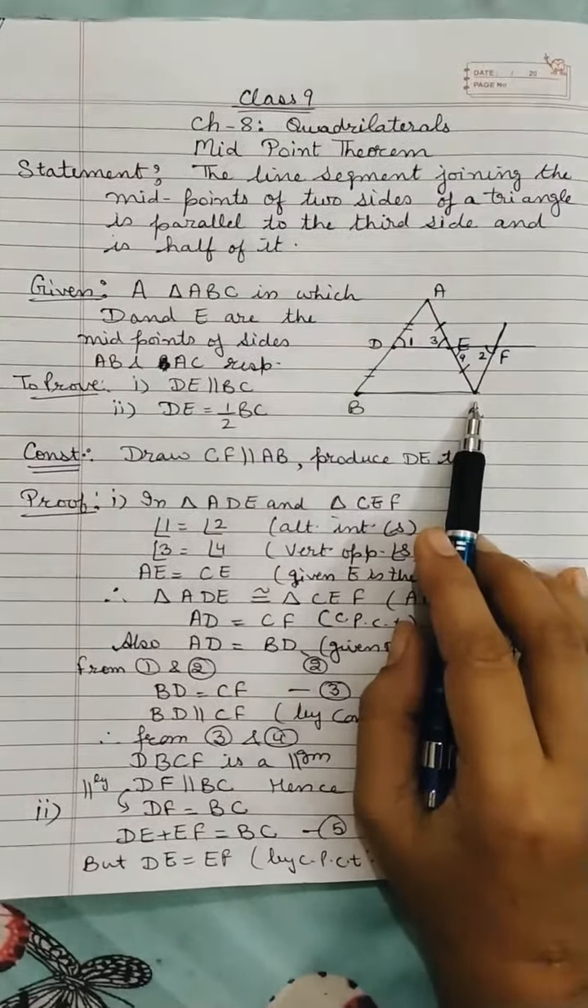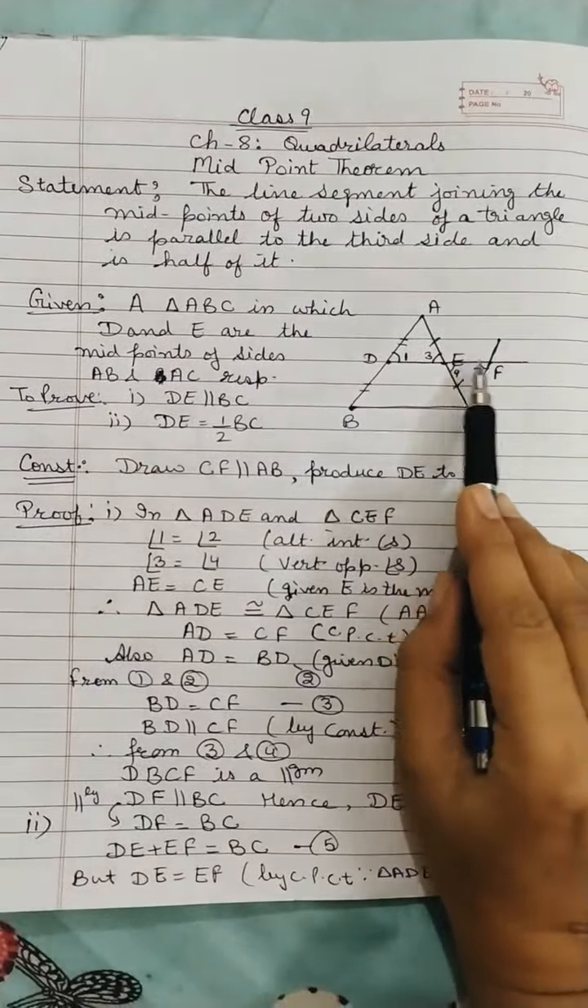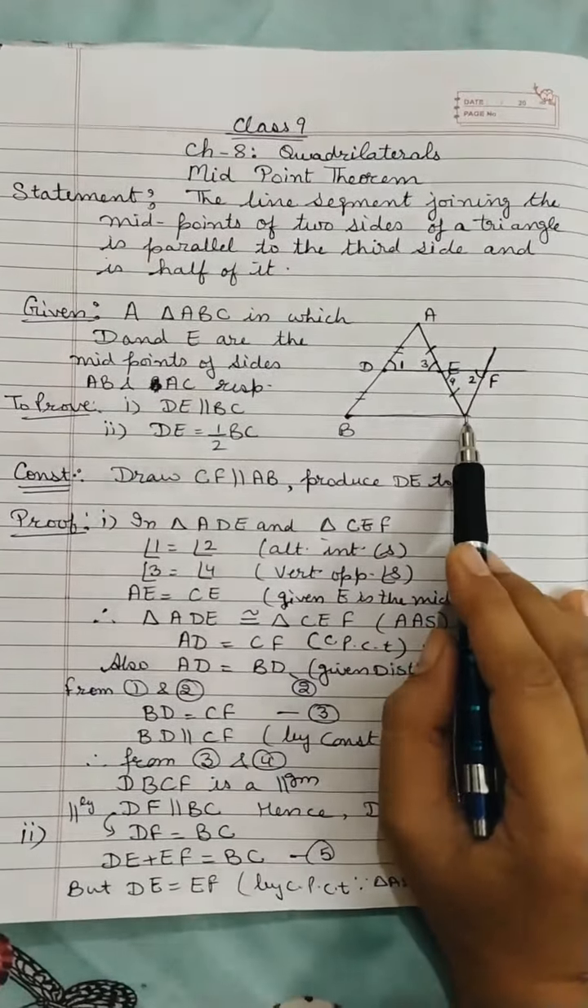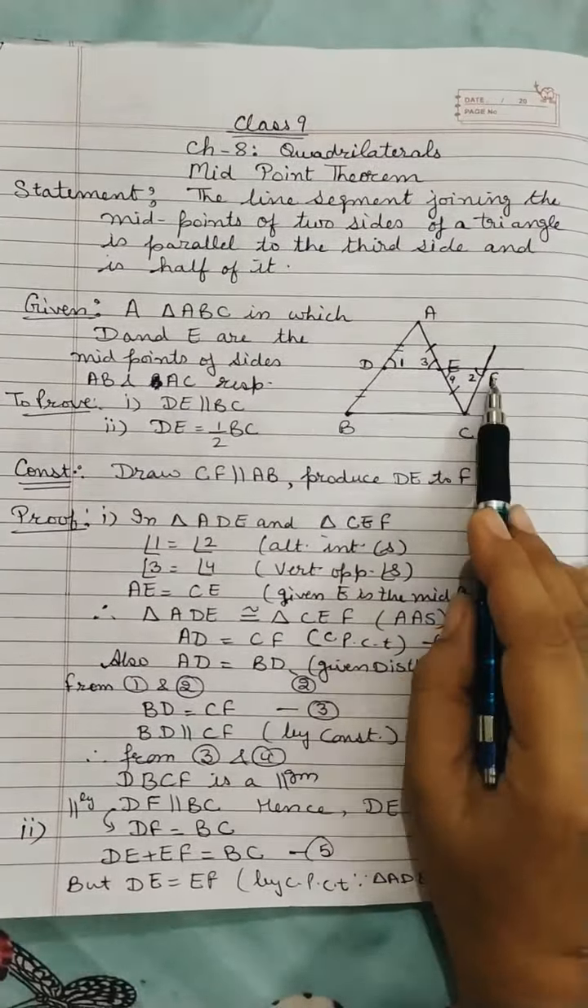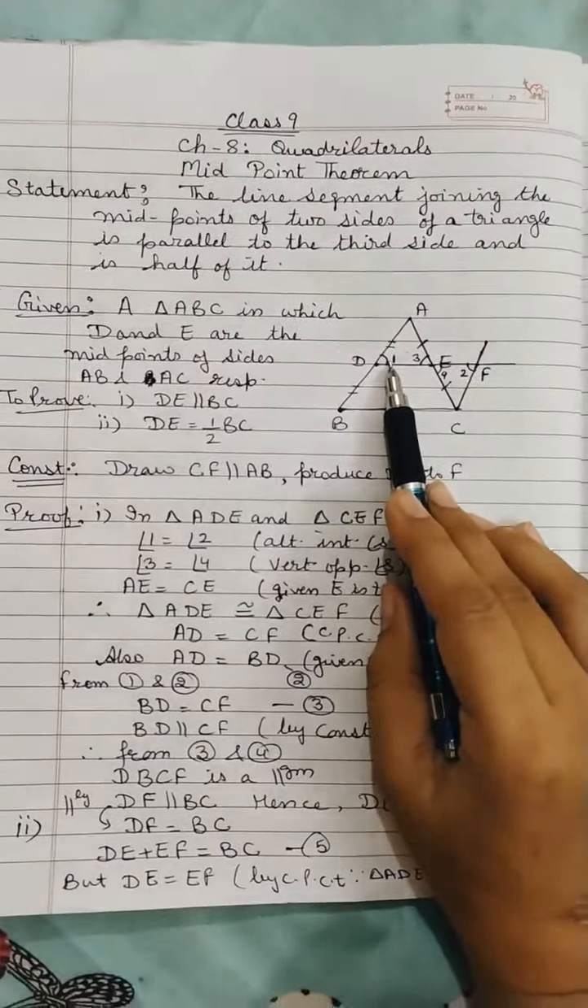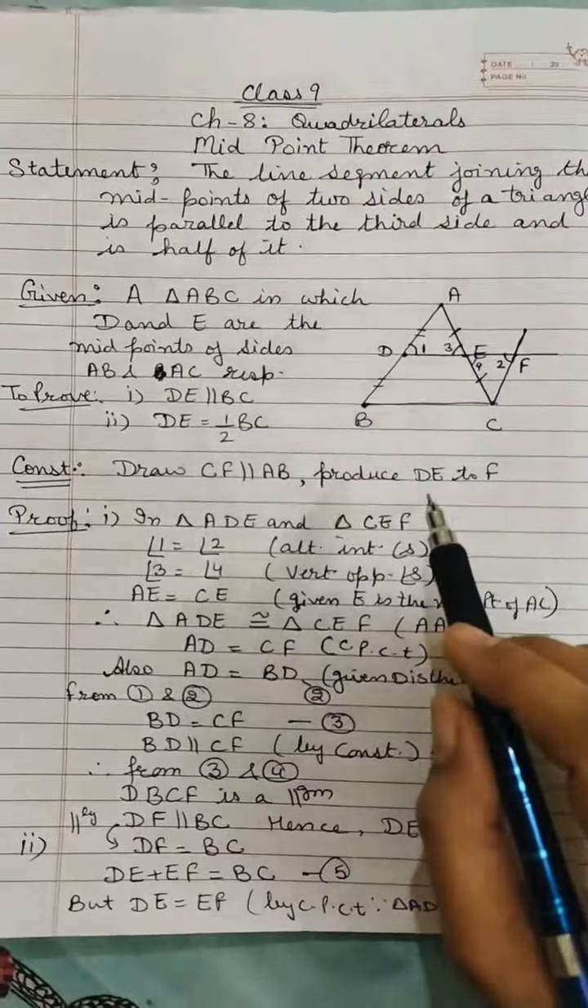For this, we will do a construction. We will produce DE to F, and we will extend this CF in such a way that CF is parallel to BD. Okay, CF is parallel to BD. Now this is by construction. Now how will we prove it?